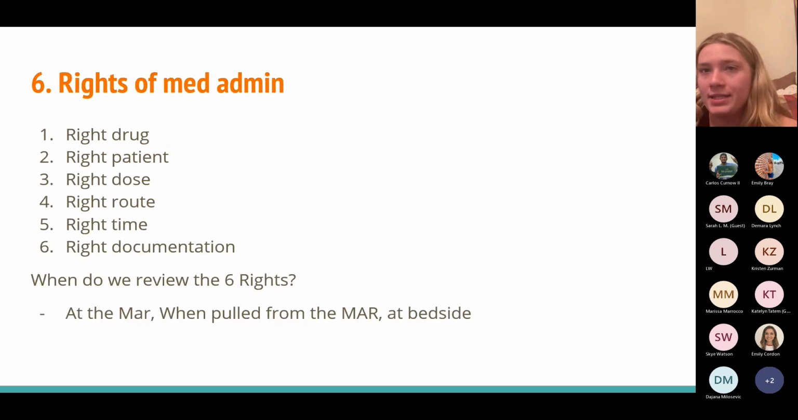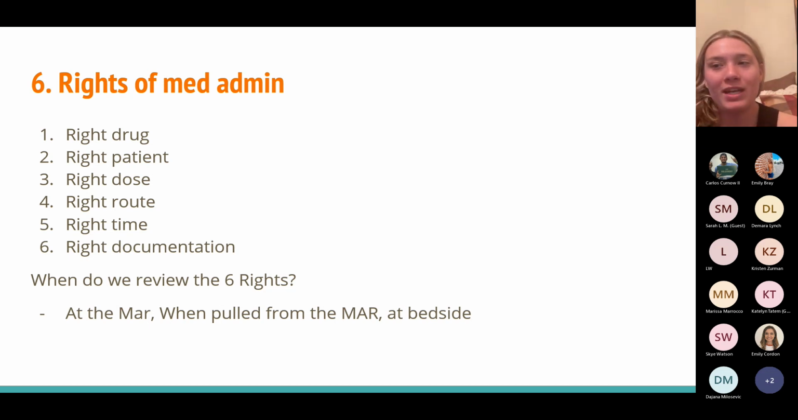There are 6 rights of your medication administration. So always review that. NCLEX likes to test a lot. They'll give you a paragraph and they'll ask what's missing. That's something, especially for your dosage calc exams as well. They always like to ask what's missing.